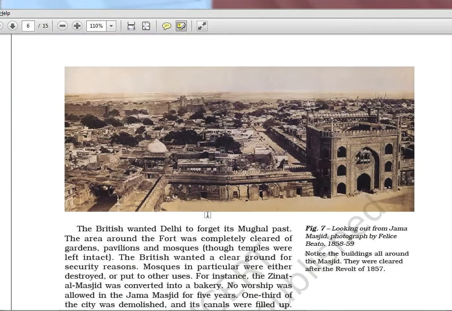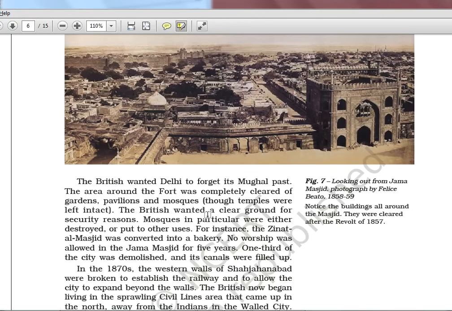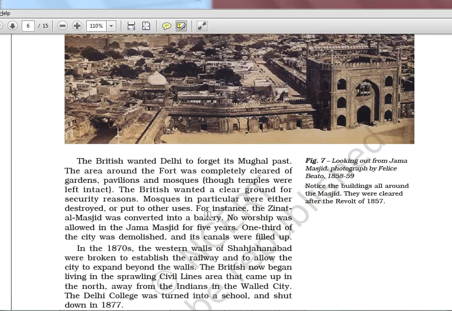Again, a picture. It is actually a view looking out from the Jama Masjid. That is how it would be seen. You can see the description there below the picture.